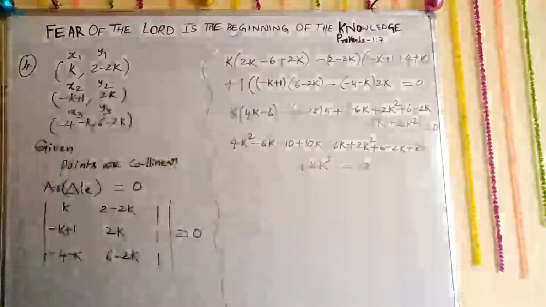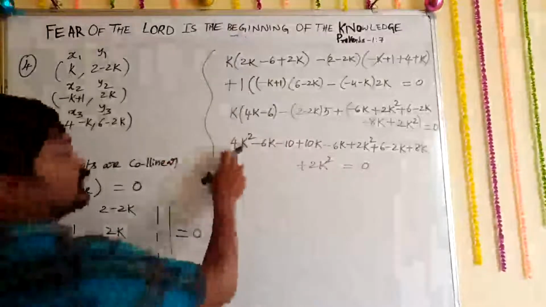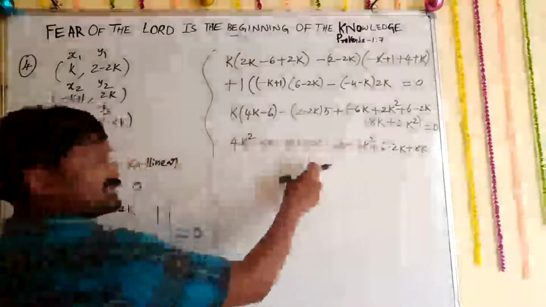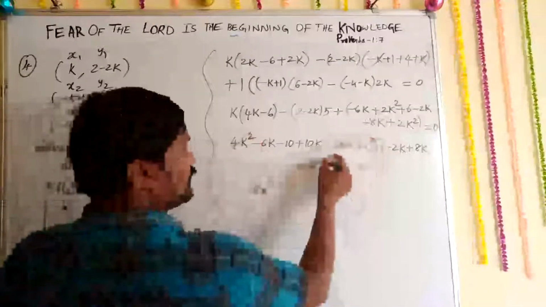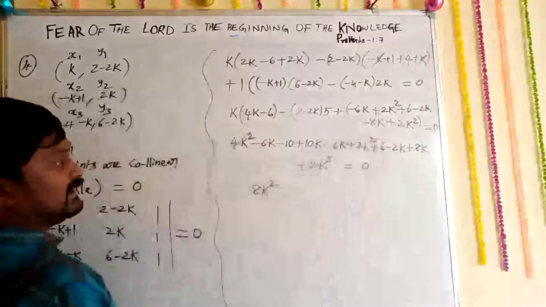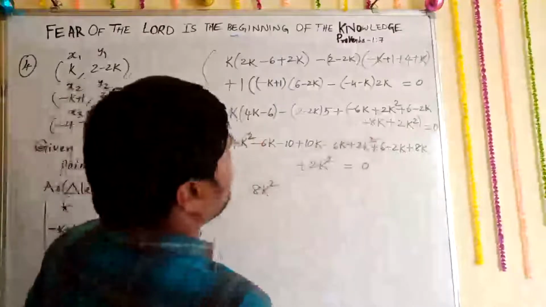Now let me check what are the possibilities now. 4k square plus 2k square plus 2k square. So you can write 8k square. So all k squares completed. Next case we have to check.